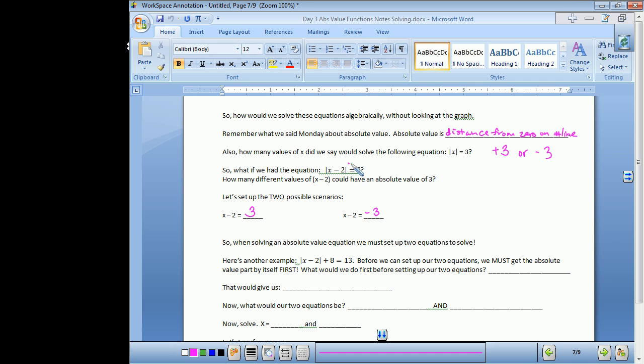So we just solve these simple equations. So we're going to add 2, and we get x equals 5. We're going to add 2, and we get x equals negative 1. So when we're solving an absolute value equation, every time we're going to end up setting up two equations to solve.